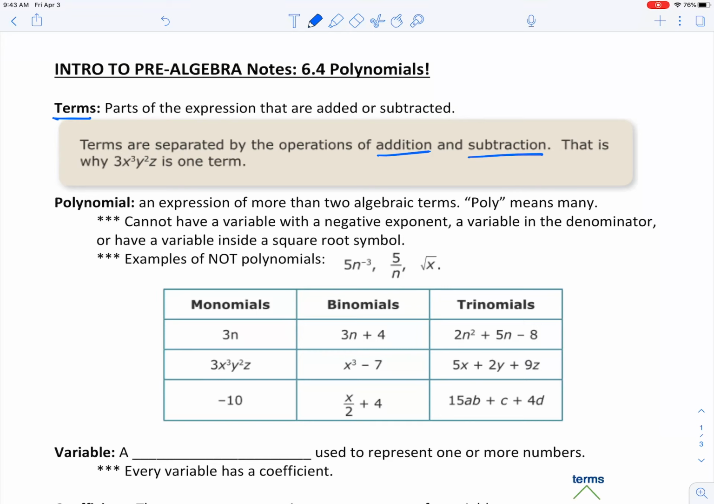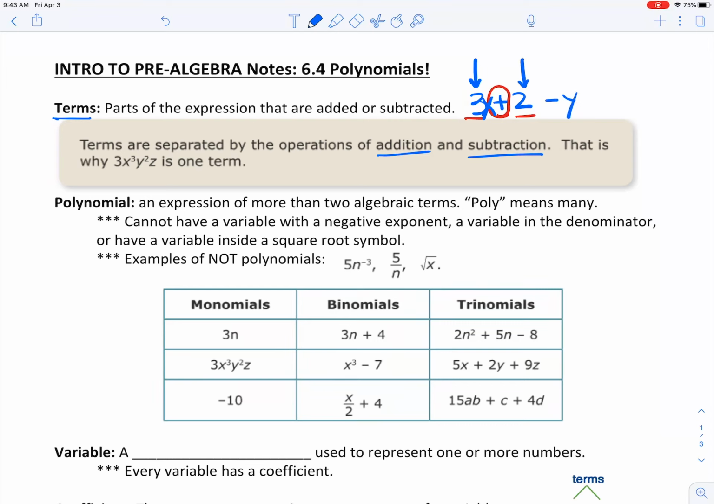Okay, so what does that actually mean? Well, if I had 3 plus 2, 3 is one term, and 2 is another term. The reason why there are two terms here is because they are separated by an addition sign. So this is 2 terms. It doesn't matter if you have variables. So if I had put an x in here right next to the 3, it is still 2 terms.